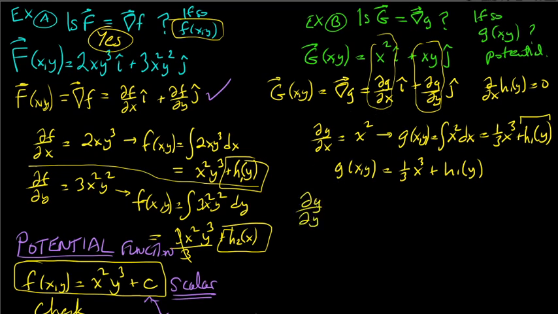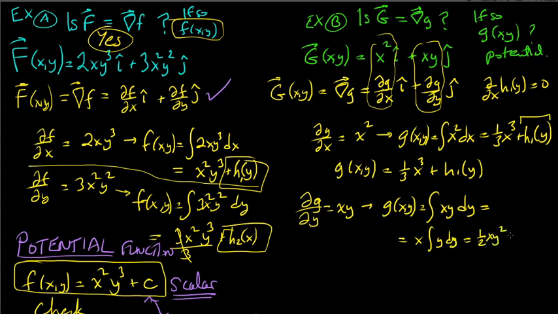All right, now let's do the same thing with the y partial derivative. The y partial derivative is x times y. So if we integrate x times y, this time with respect to y, what do we get? Well, remember, the x is a constant, so that can come outside. And when we integrate y with respect to y, we get 1/2 y squared. So we get 1/2 xy squared plus some function that can only depend on x. We'll call it h2 of x.